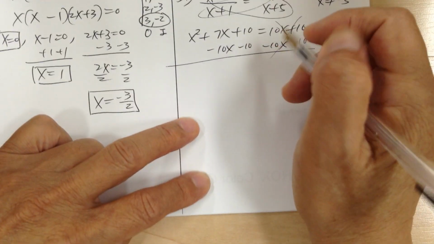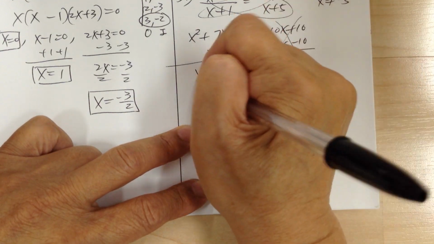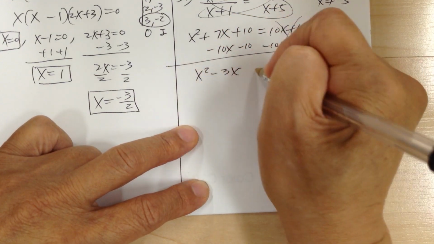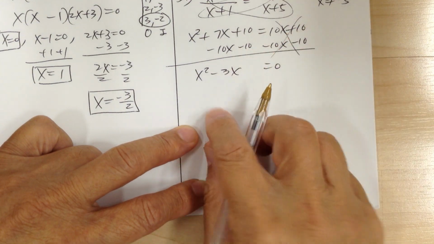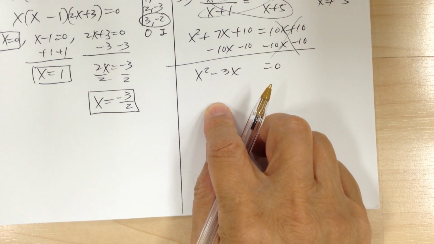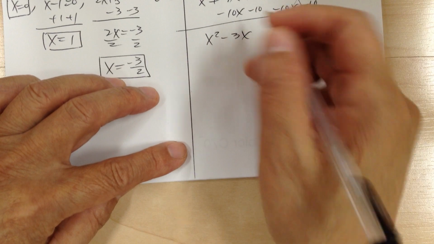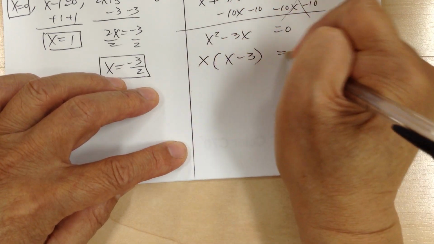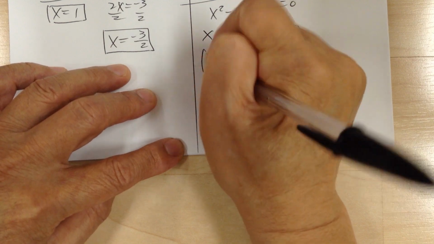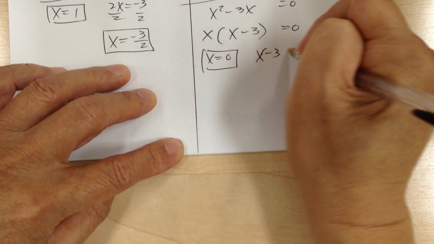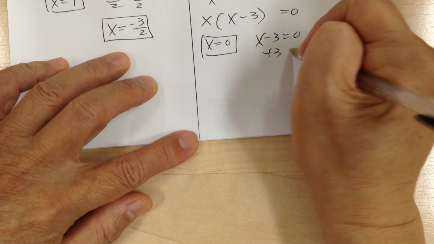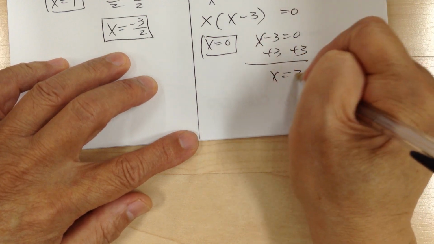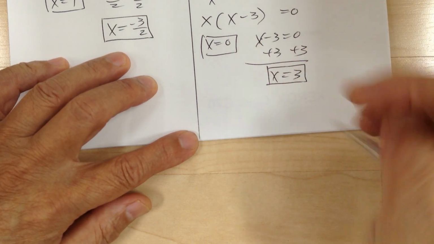So this cancels out. So you get x squared minus 3x equal to 0. And then from here, go and do the factoring. Factor out the x, so step 1, common factor. Set it equal to 0. And solve. So you get x equal to 3, and that's it.